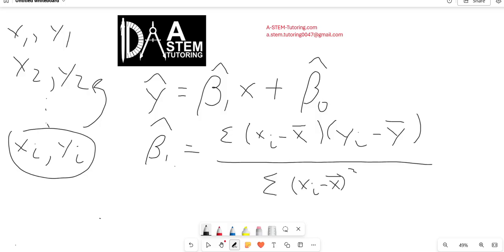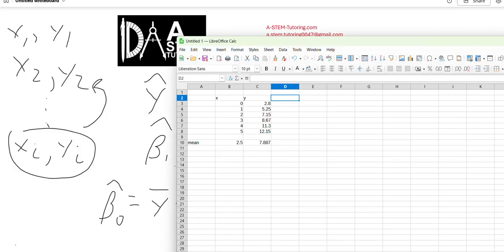Once you have that, beta 0 hat is much easier. It is simply the mean of y minus beta 1 hat times the mean of x. So how does this work? Well, let's plug these numbers into an Excel spreadsheet, or a LibreOffice spreadsheet as it were.